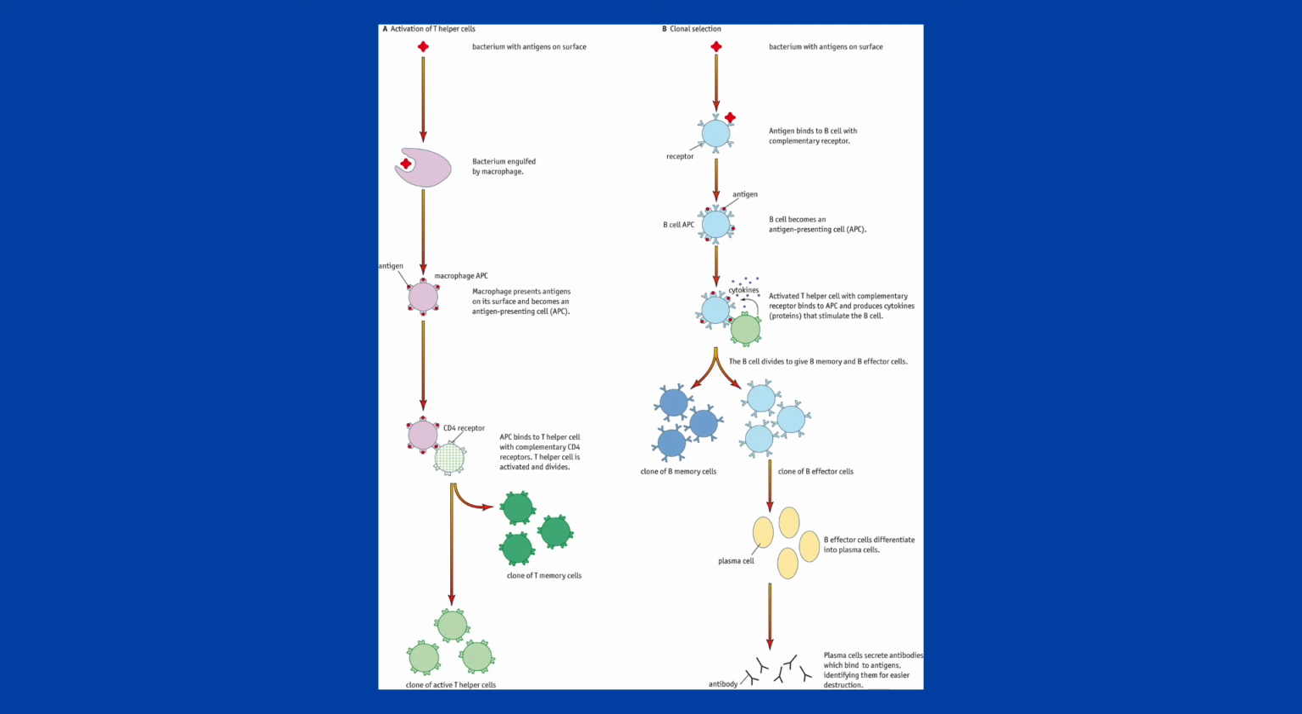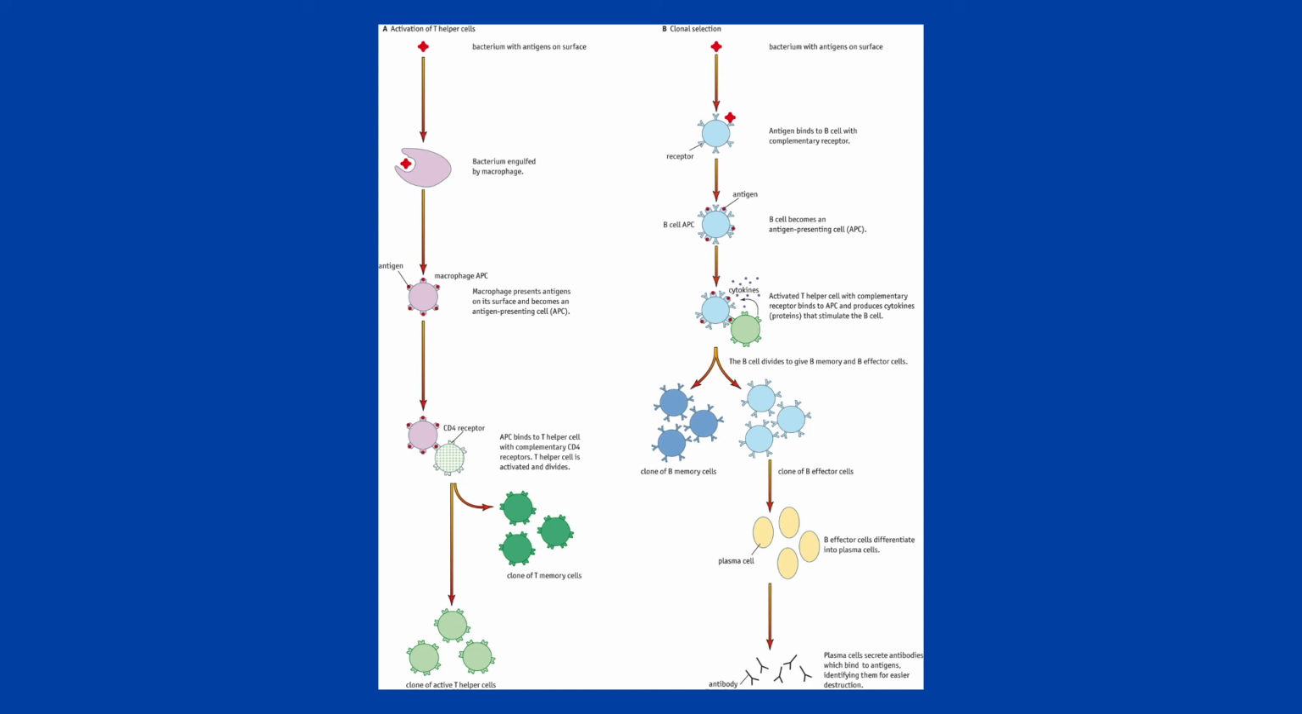The next part of the primary immune response is a cloning of B cells. A pathogen with the foreign antigens binds to a B cell with a complementary receptor, and it becomes a B cell APC. The activated T helper cell from the previous part produces cytokines, which stimulate the B cell. This B cell then divides into B memory and B effector cells. The B effector cells differentiate to produce plasma cells, which secrete antibodies specific to the antigen.